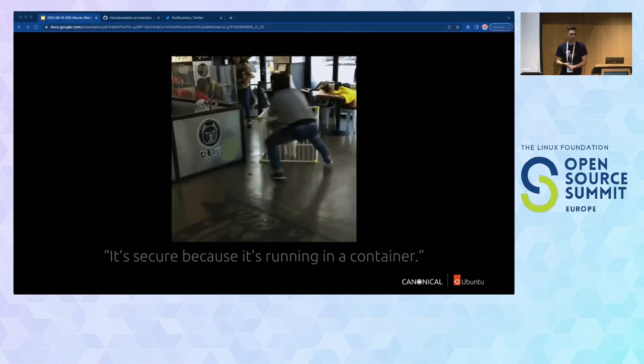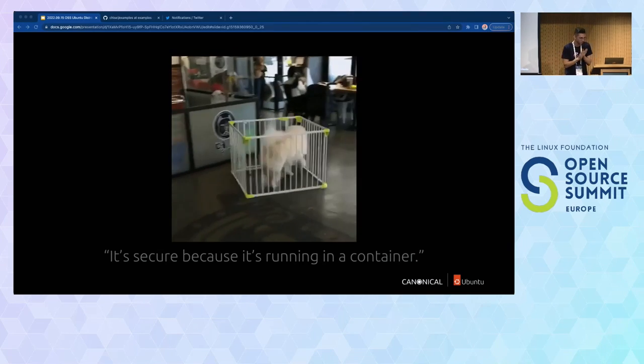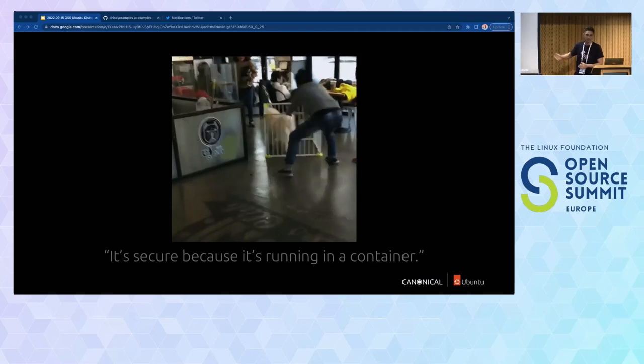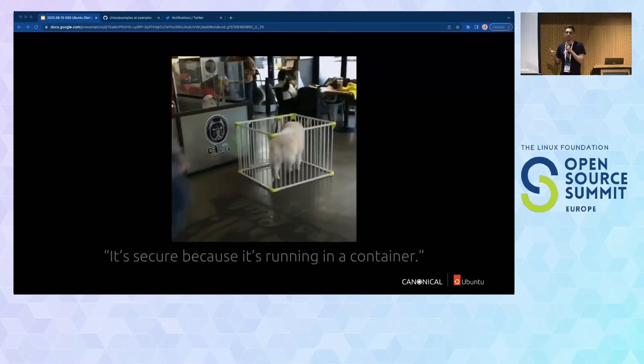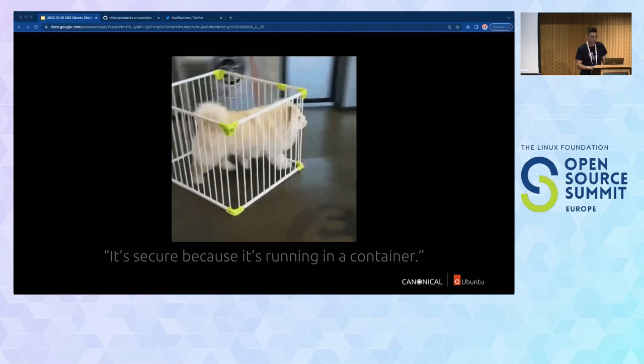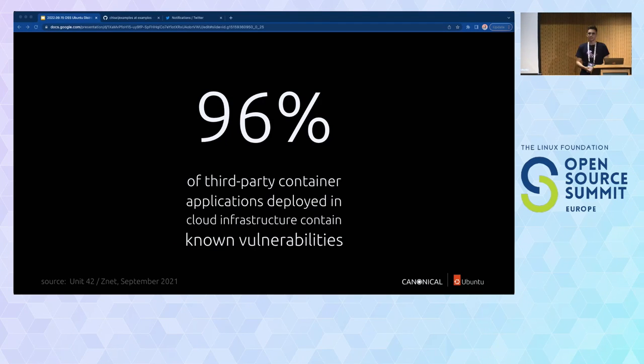There's this nice GIF that illustrates the situation pretty well. Look at this poor guy. It is containerized, you can see it. However, it is still running something and well, the question is, what do you really know about this something that is still running? And the data shows not so much. In fact, almost all of the third-party container images that were running on the cloud infrastructure had known vulnerabilities inside them, and attackers could exploit them.